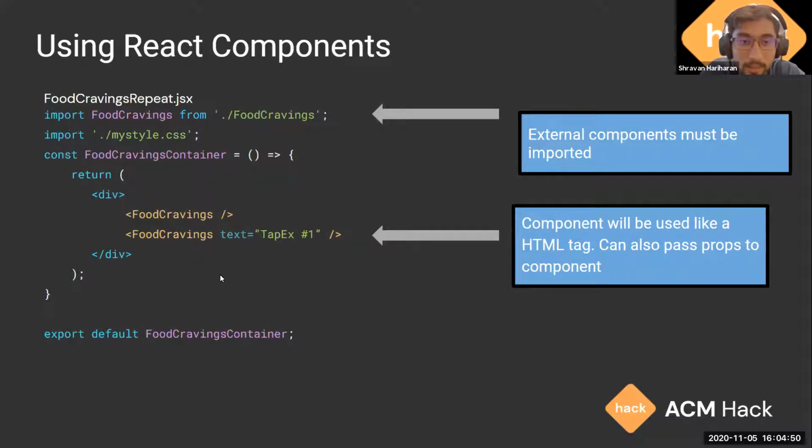And to use our components, we need to import them. All components need to be imported from their files. We also need to import CSS, and we can use our components like we normally use other HTML elements. So for the first food cravings, we don't pass in any props, we just declare it. But for the second one, we pass a property called text that has the factual statement tapx number 1.